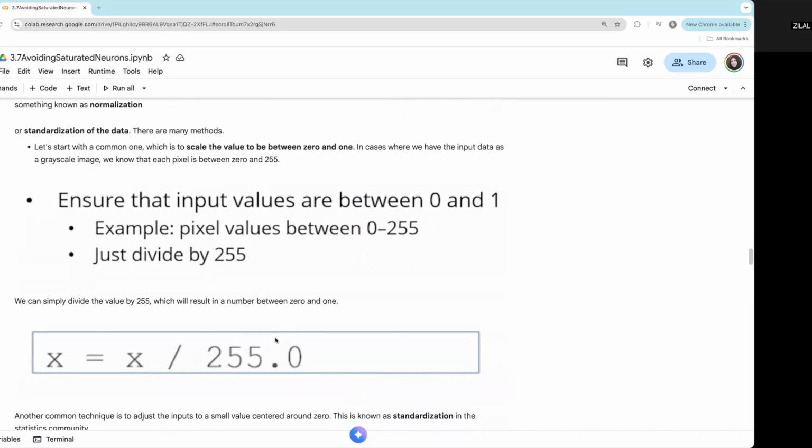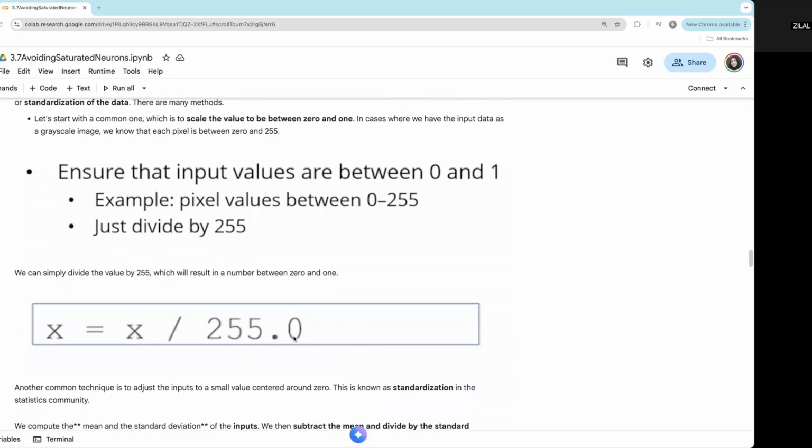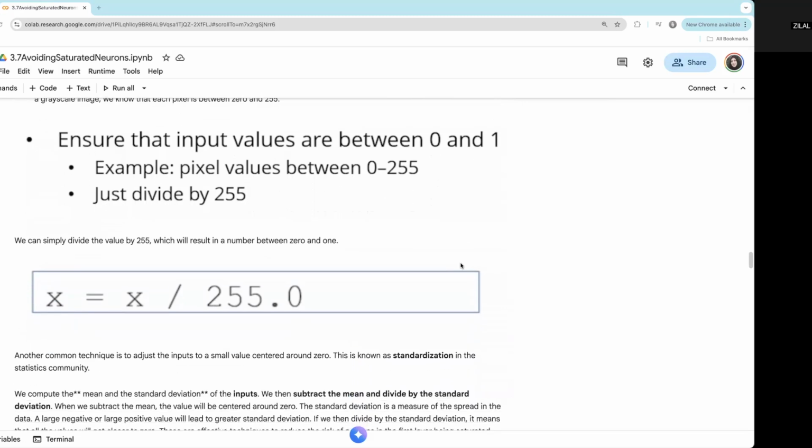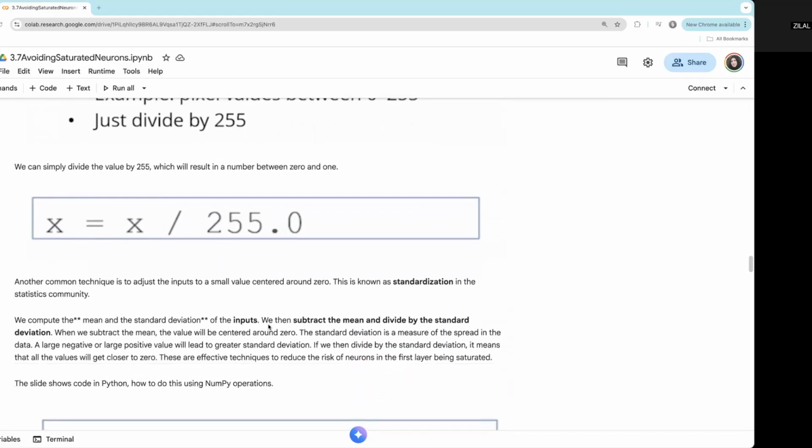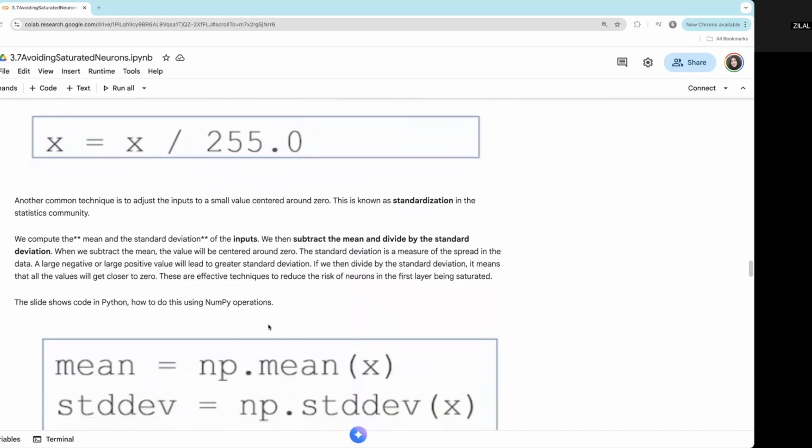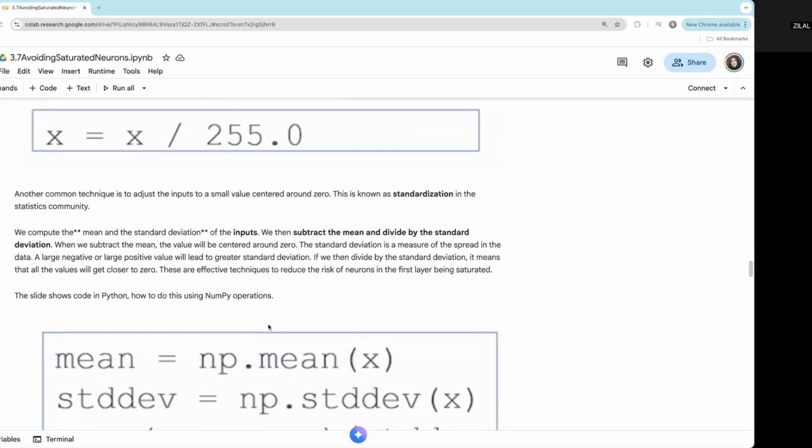There are many methods. Let's start with a common one, which is to scale the value to be between 0 and 1. In cases where we have the input data as a grayscale image, we know that each pixel is between 0 and 255. We can simply divide the value by 255, which will result in a number between 0 and 1.